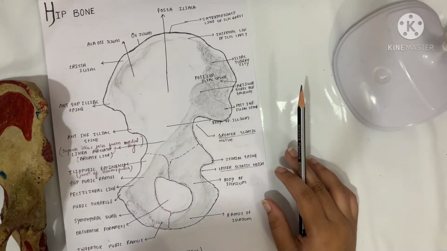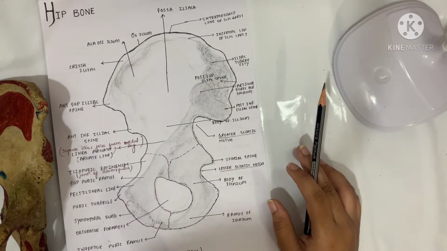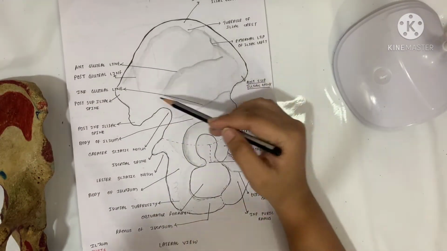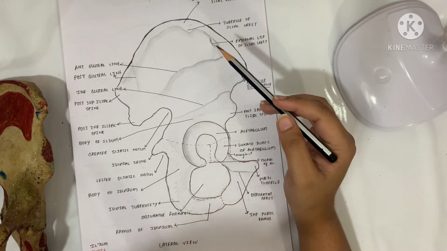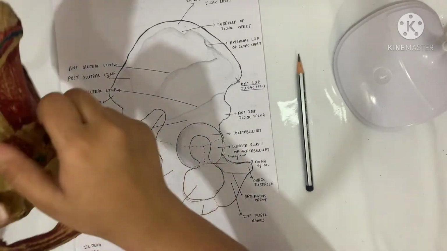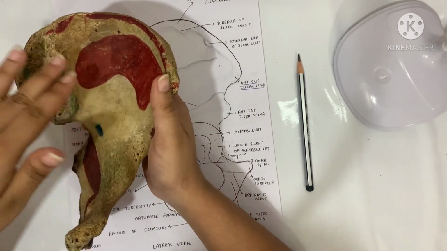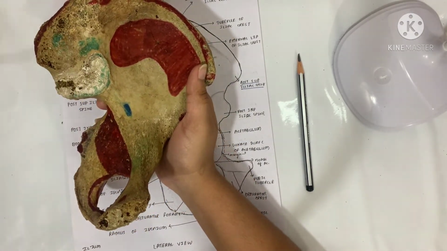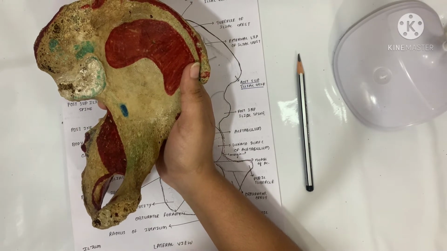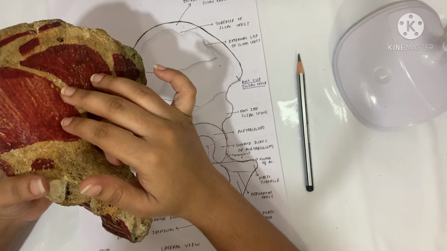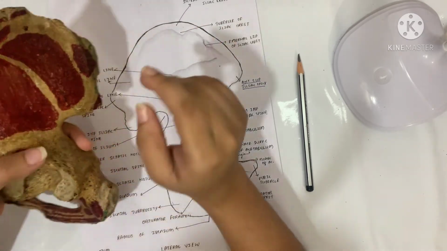Then coming to the surfaces of the ilium, it has a gluteal surface. This is the gluteal surface of the ilium. This is the iliac fossa, and this one is the sacropelvic surface. The gluteal surface is the rough surface of the ilium. It is divided into 4 parts by 3 lines.